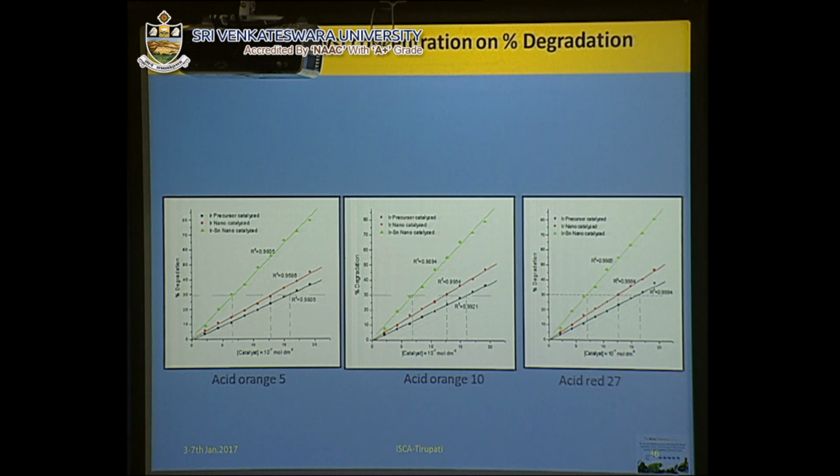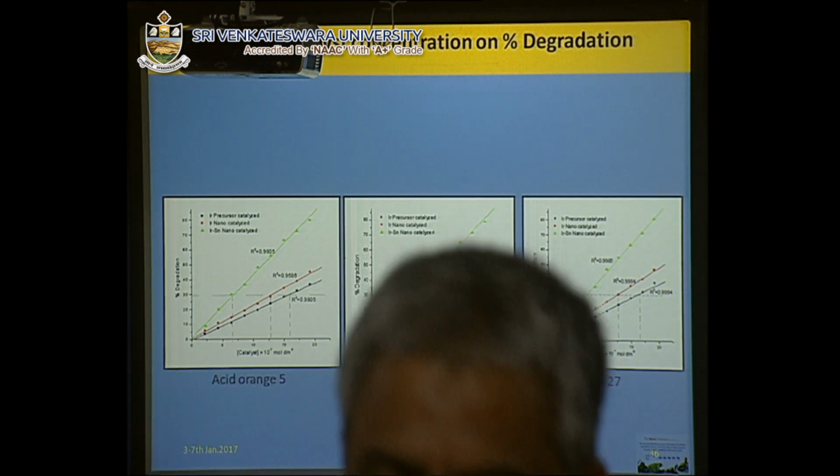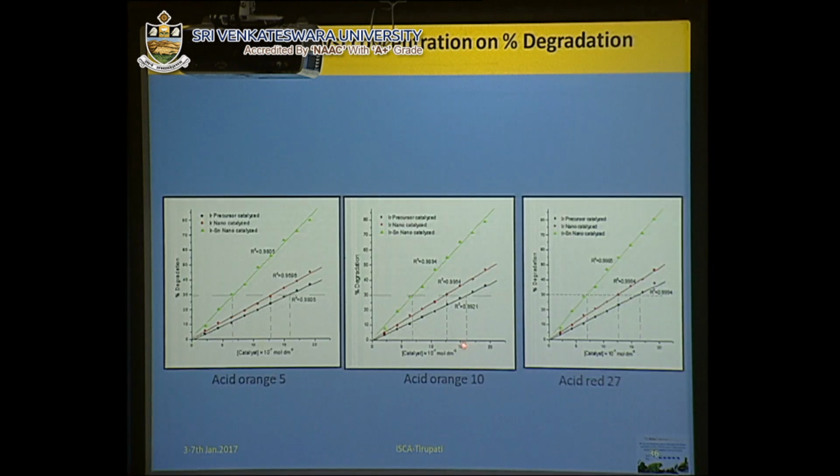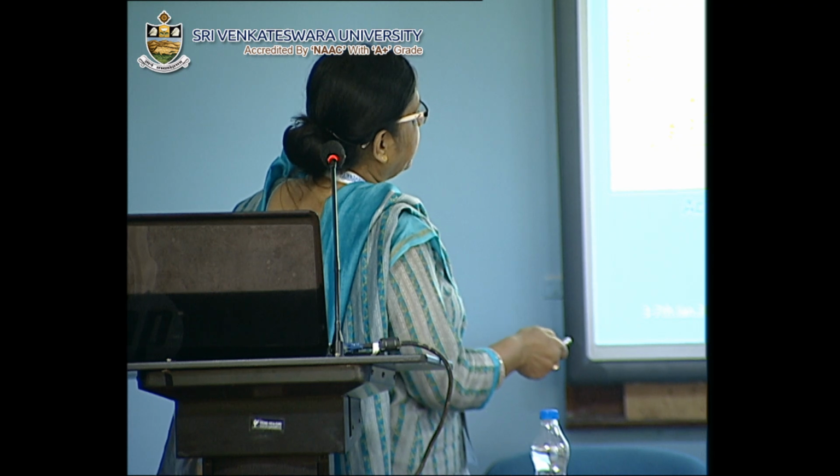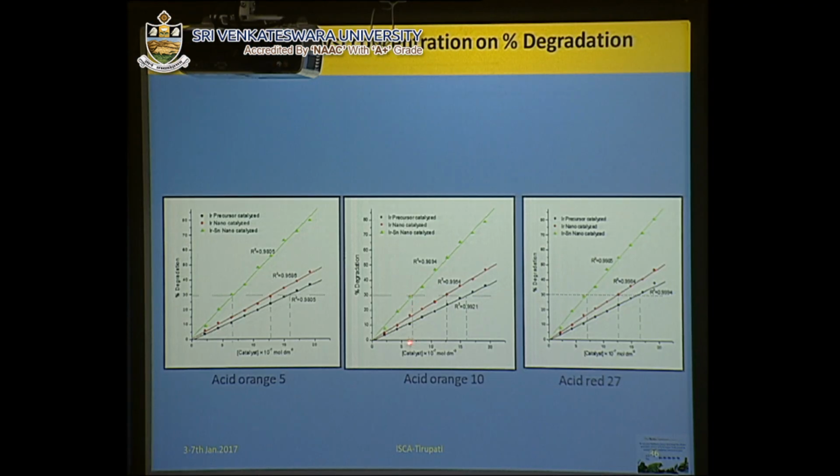We can compare that. We can see that in this case, for 30% degradation, the precursor requirement is around 16 into 10 to the power minus 7 moles per liter. But for the same reaction, the requirement of monometallic iridium is 12.5 into 10 to the power minus 7 moles per liter. But in case of bimetallic nanoparticles, this is only 7.5 into 10 to the power minus 7 moles per liter. So we can say that the cost of the catalyst is decreased to a large extent and reaction rate is also increased.